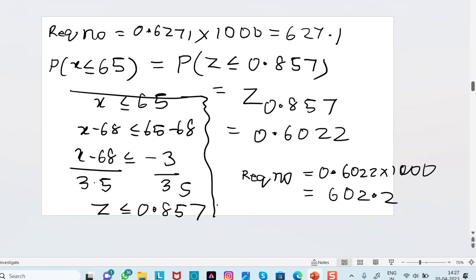Like in the previous problem, these calculations are done to convert X to Z. Once the X to Z conversion is done, we use a formula to find the probability, and once the probability is found, we use the third step, that is to get the required number, in which we multiply it by the total. So with this we have solved this problem.